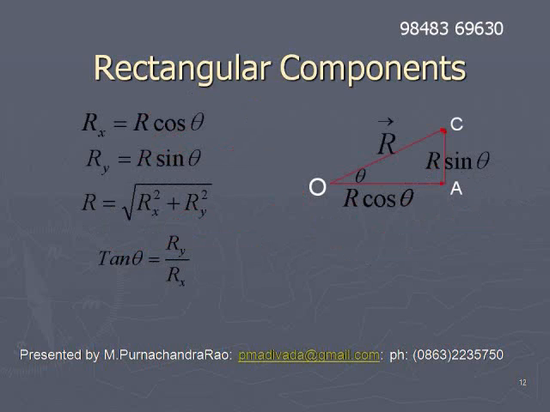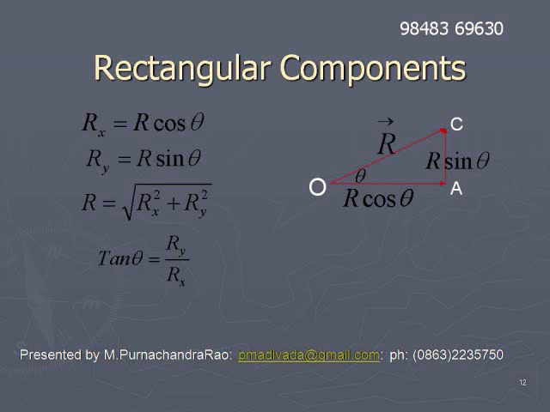The relation between r and its components. Let us take r cos theta as the component along the x-axis and r sin theta along the y-axis. Then rx is equal to r cos theta and ry is equal to r sin theta. Then r will be equal to the square root of rx square plus ry square. We notice that r cos theta and r sin theta are perpendicular to one another.